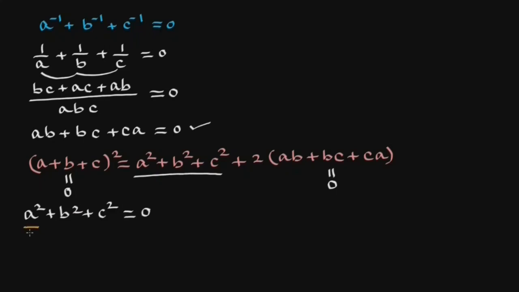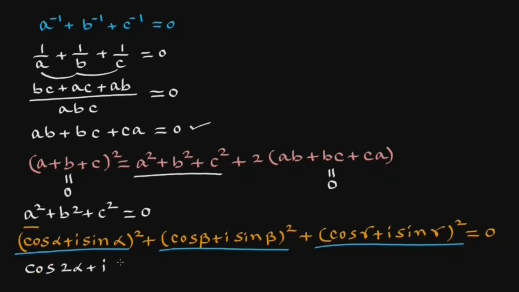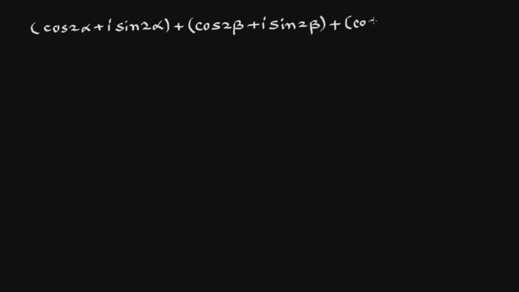But for a we have assumed cos alpha plus I sin alpha, so a square plus etc. equals 0. For each of these we apply DeMoivre's theorem and write cos 2 alpha plus I sin 2 alpha plus etc. equals 0. Let us rewrite cos 2 alpha plus I sin 2 alpha plus cos 2 beta plus I sin 2 beta plus cos 2 gamma plus I sin 2 gamma equals 0.